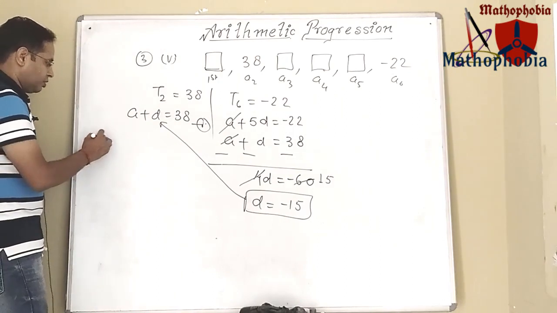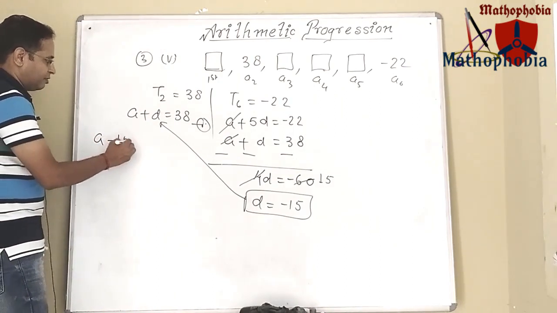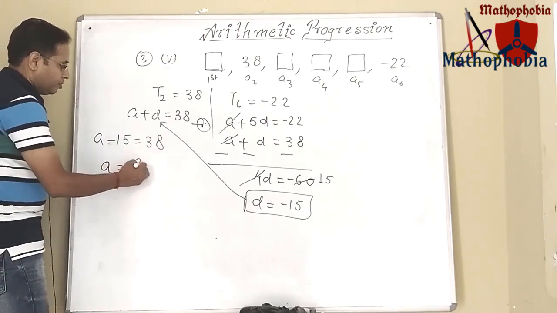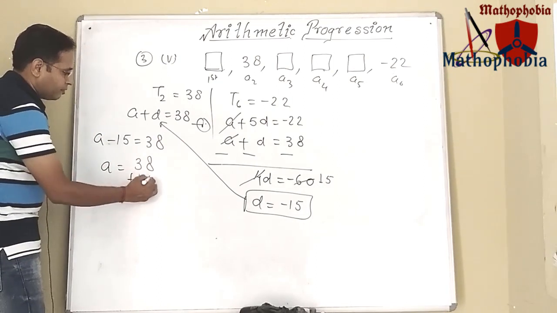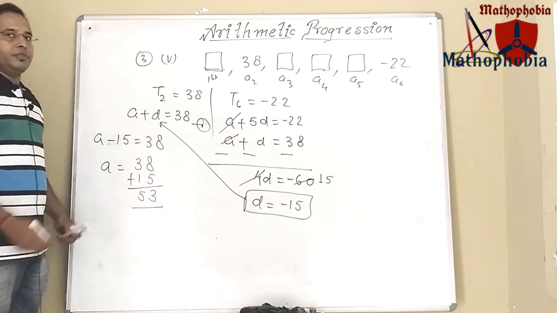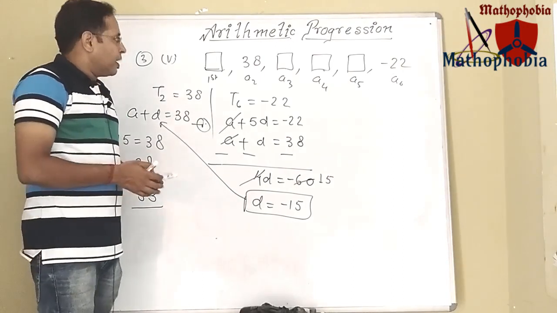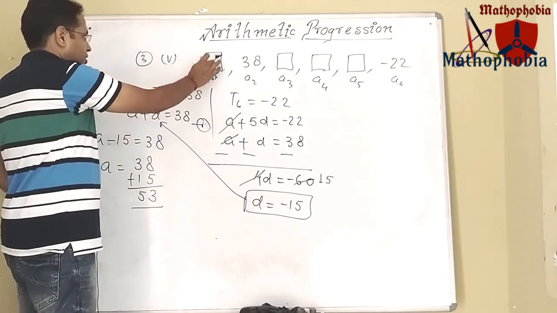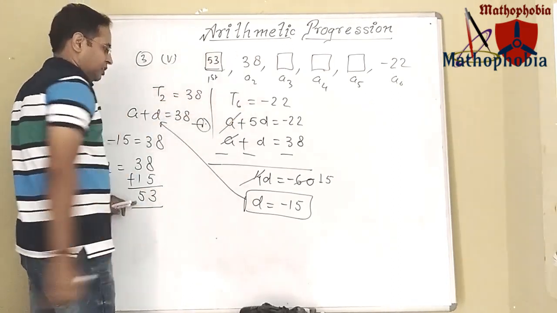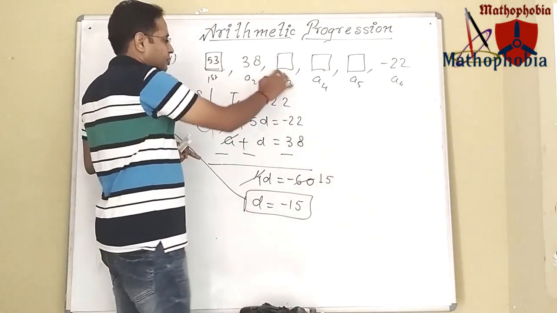Okay, let's put it in. So a plus d, that is a plus minus 15, equals 38. So a is equal to 38 plus 15. So we'll get a is equal to 53. So we have got the first term as 53 and the common difference as minus 15. Therefore this blank will be 53. Let's fill it up. This will be 53. Now d is minus 15. So this is the third term.